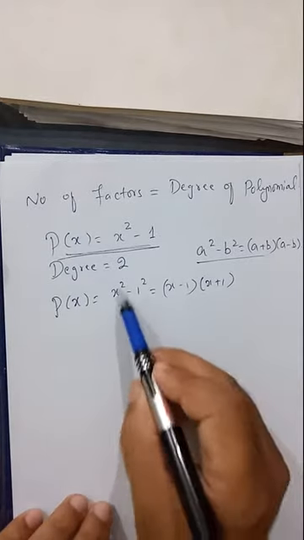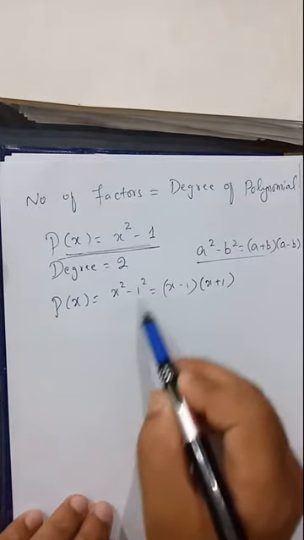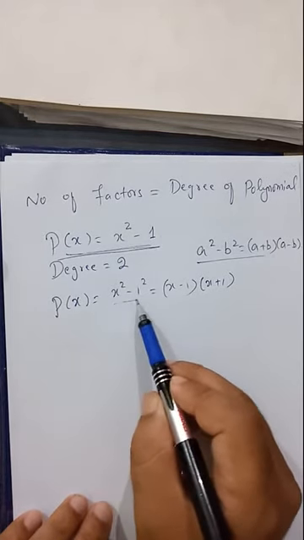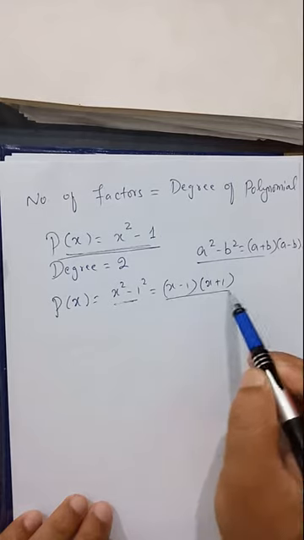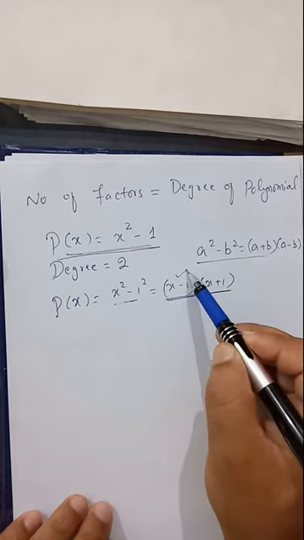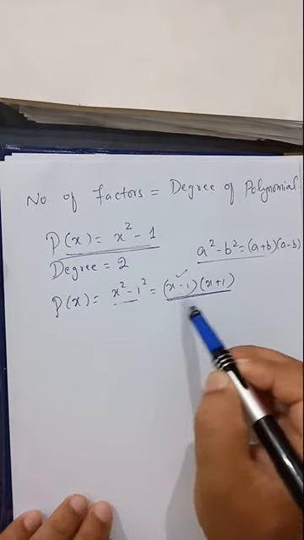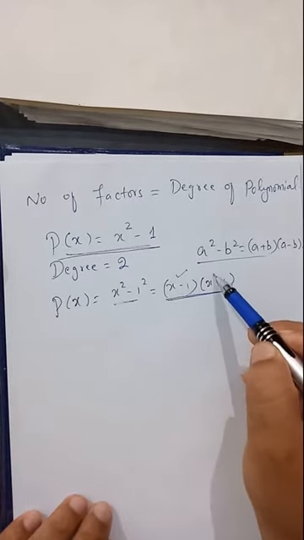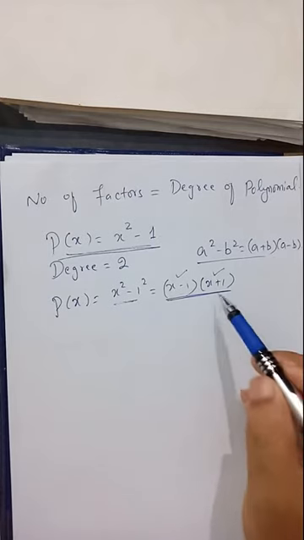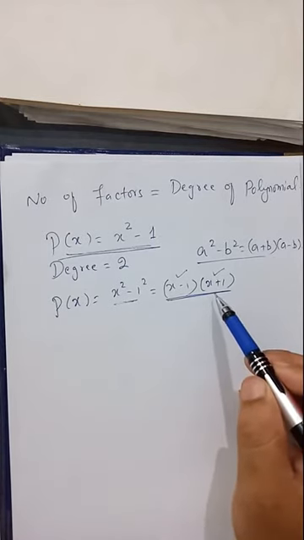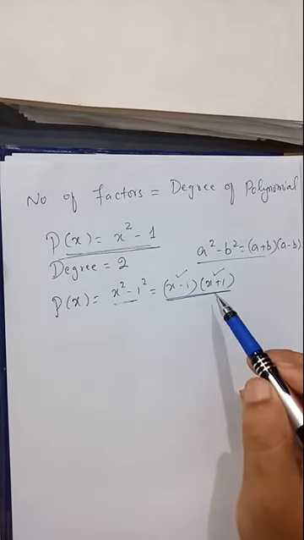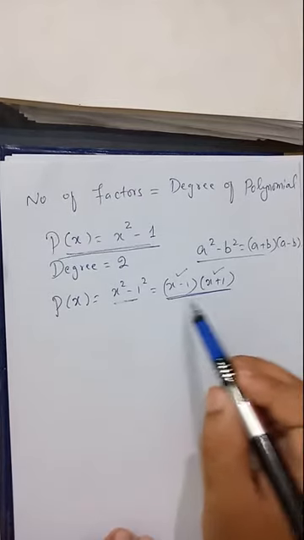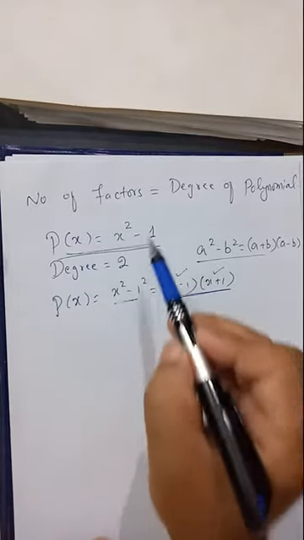So you see that this quadratic polynomial, the degree of this polynomial is 2. So this degree 2 polynomial is converted into 2 linear factors. X minus 1 is a linear factor. In this factor, the highest power of the variable is 1, so that's why this is called linear. And x plus 1 is also a linear factor because the highest power in this factor is 1, so that's why this is also a linear factor. So you see that these are the 2 linear factors of this polynomial.